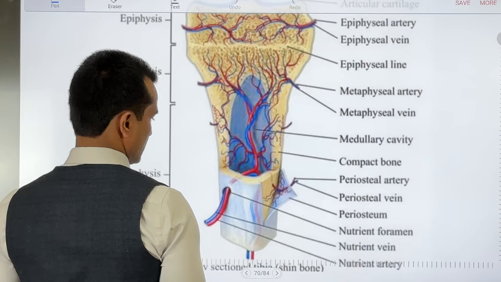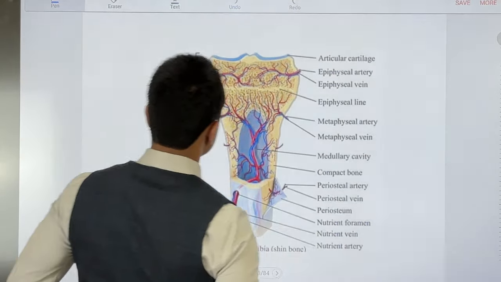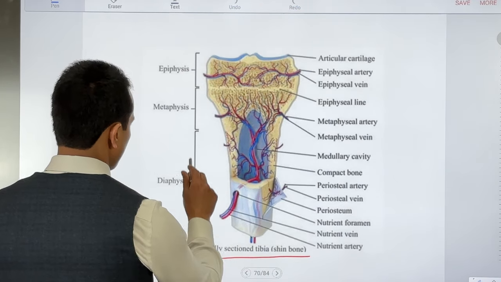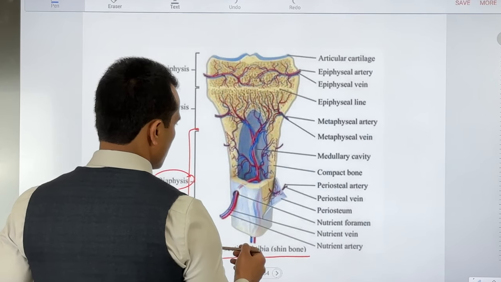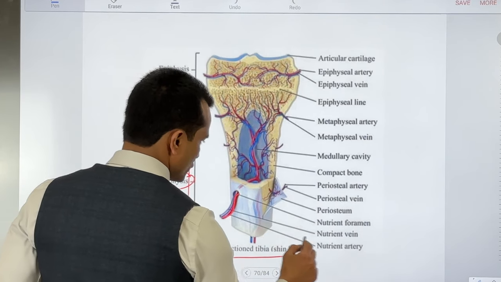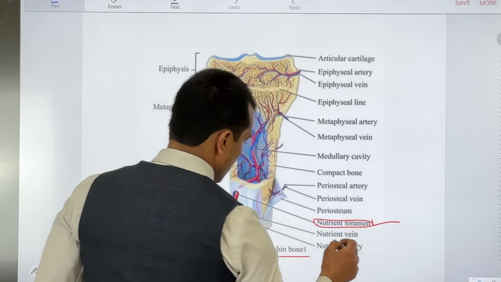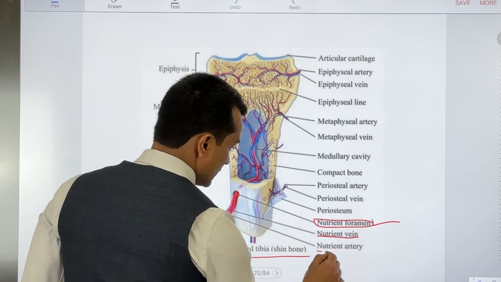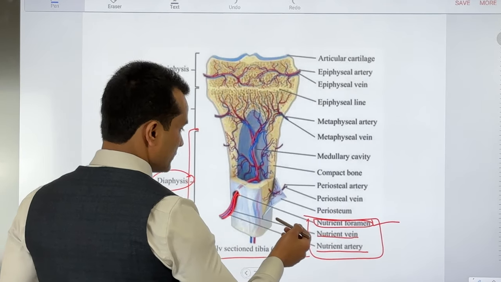So here you can see, this is basically a section of your shin bone, your tibia, and we will start right from here. This is the diaphysis, which I have told you about. This is basically the shaft of the long bone, and the artery enters the medullary cavity through the nutrient foramen. Here, this is the nutrient foramen. This is the nutrient vein which exits the medullary cavity, and this is the nutrient artery which goes inside. Whatever we have discussed, everything is visible in this structure.